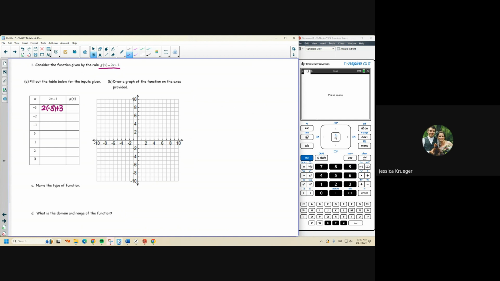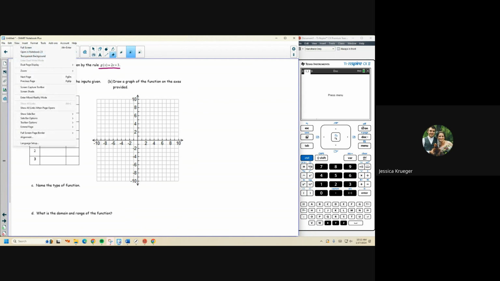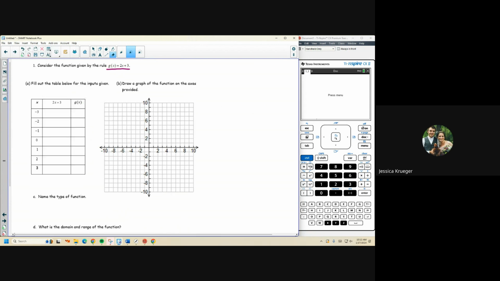Let me make this a little bigger. Okay, that should help. So now I'm going to do 2 times -3 plus 3. That would be -6 plus 3, and -6 plus 3 is -3. So that gives me my first point on my graph, which is -3, -3. So there's the first point of my function.